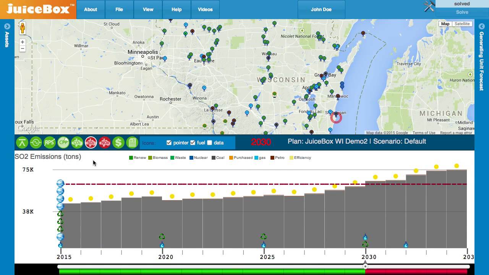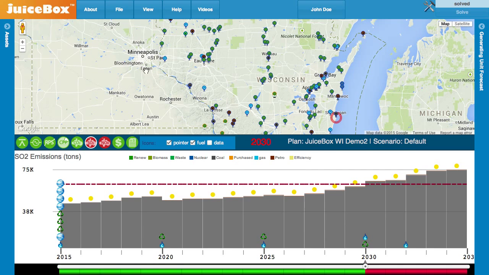There are three basic emission reduction approaches: installing pollution controls, using less energy, and switching to cleaner fuels. Our graphing buttons indicate that sulfur dioxide and nitrogen oxides exceed their targets. Let's first simulate adding pollution controls to reduce emissions.